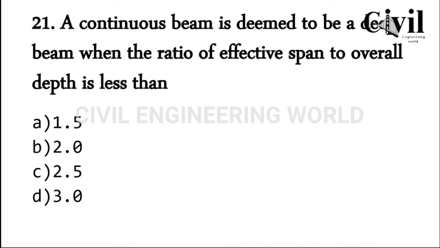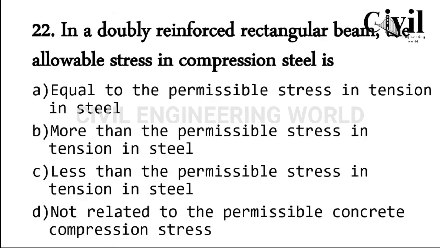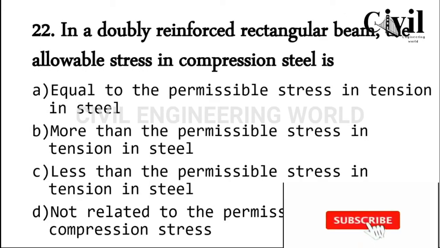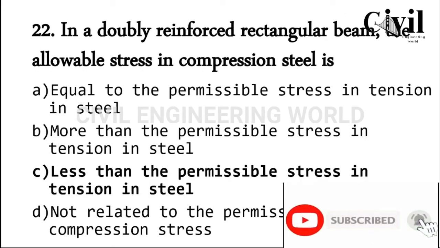Next is a concrete beam is deemed to be a deep beam when the ratio of effective depth to the overall depth is less than, so its answer will be 2.5, C. Next is in doubly reinforced section beams, the allowable stress in compression steel is less than the permissible stress in tension. C is the correct answer.